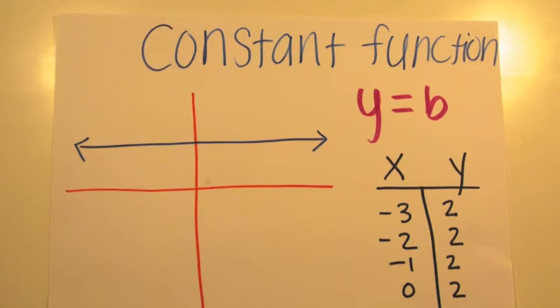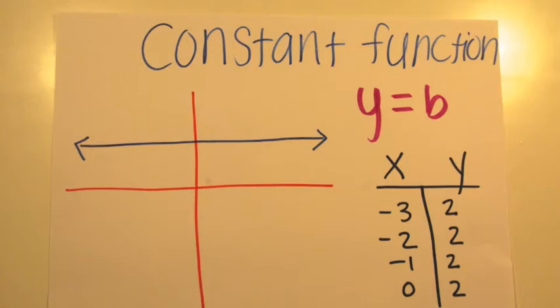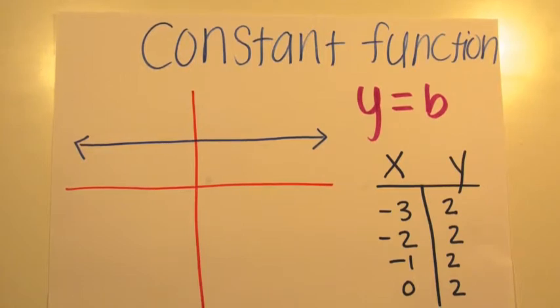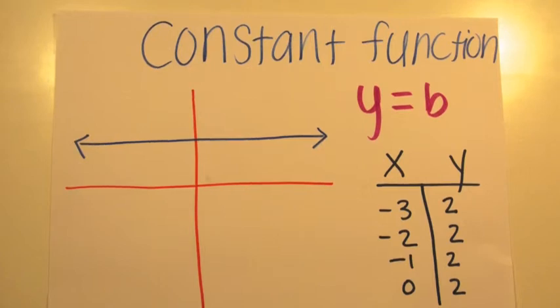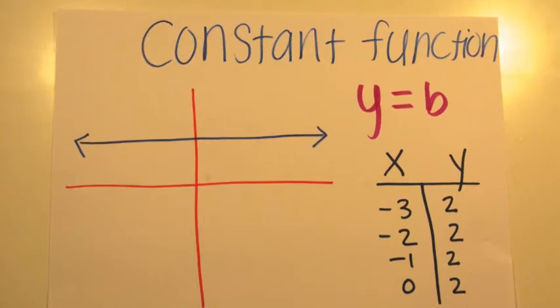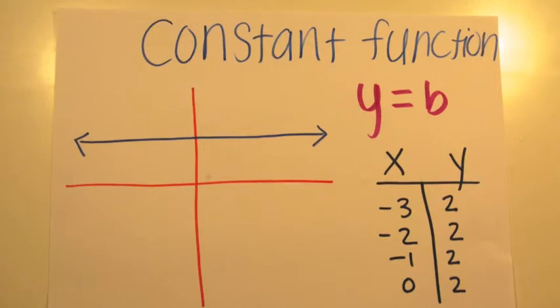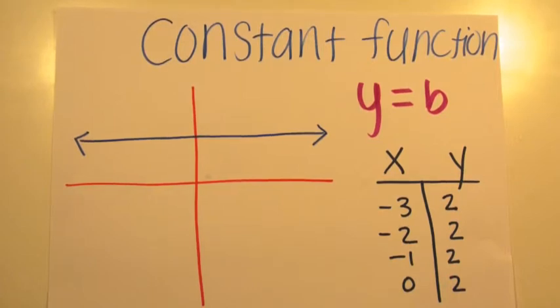The constant function works a little differently when it comes to an x and y chart. Choose any number for b, and that will be your y value for any x value that you plug in. For example, I chose 2. I plugged in -3 and I got 2. I plug in -2, I get 2. I plug in -1, 2. 0, 2. It's all 2, and that means that my range can only be 2.